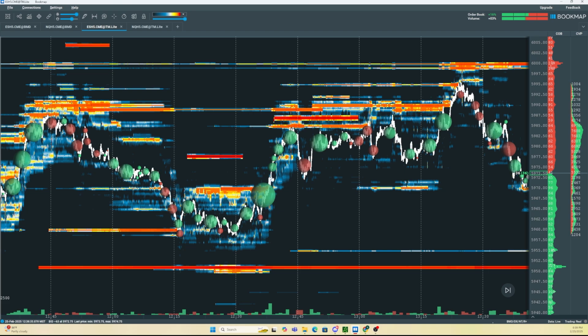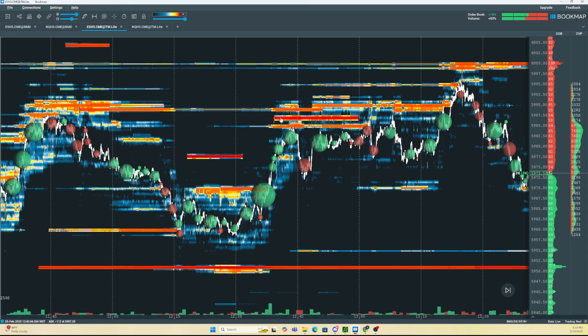And the way that we can tell where current price is, is with this white line right here. So in this area up here, these are passive sell orders. When price was trading over here, these were passive buy orders. Now, what are passive orders? Passive orders are just limit orders within the market.